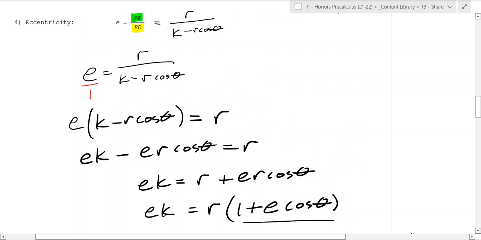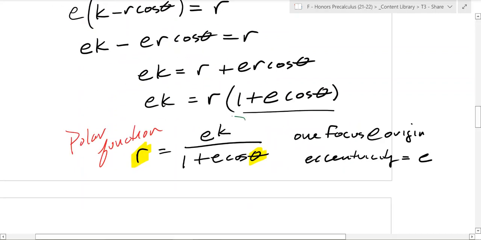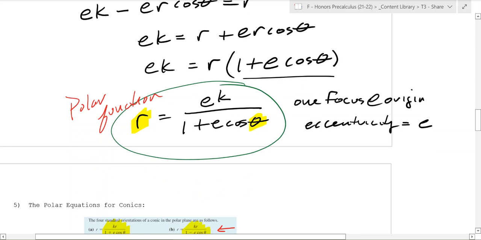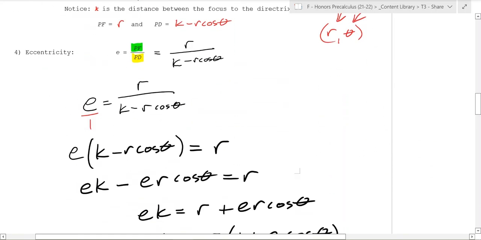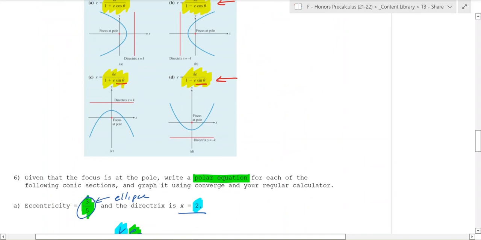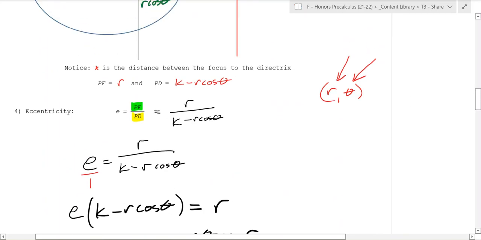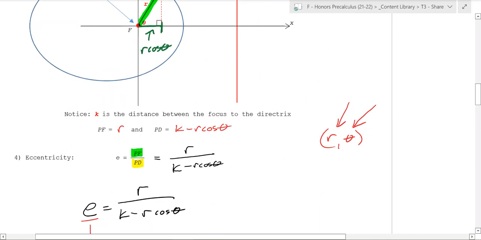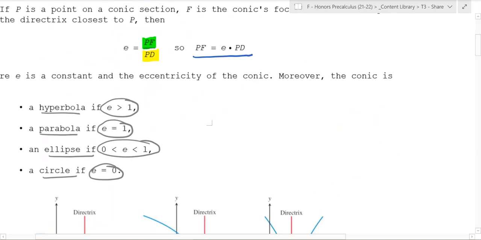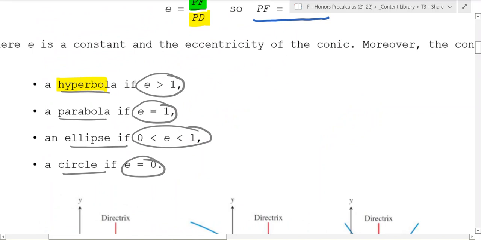So just to recap, our general form is this if it's going from side to side, and the only thing that changes is it goes vertical if that's sine right there. e is the eccentricity, and that tells us what type of conic section we're dealing with, which is going to be right down here. If e is greater than 1, it's a hyperbola. If it's equal to 1, it's a parabola. It's an ellipse if it's between 0 and 1, and it's a circle if it's 0.